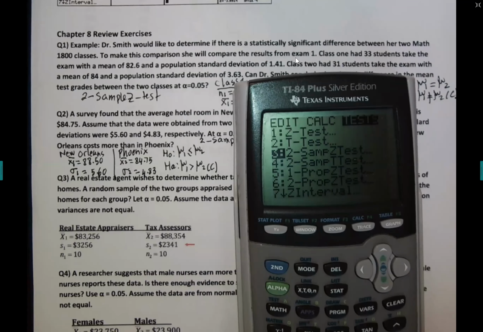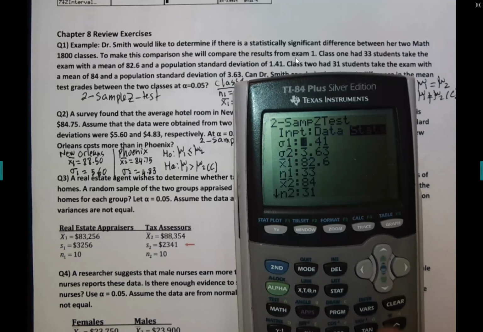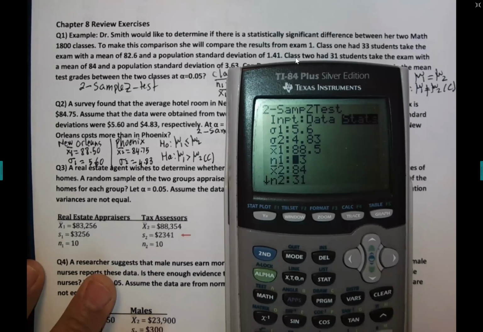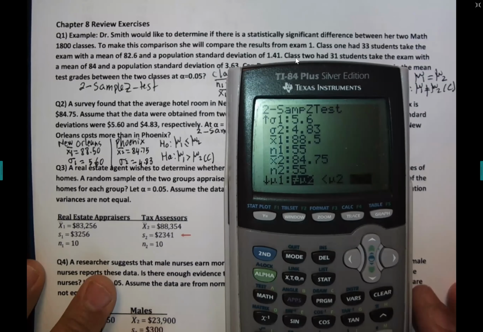Now let's enter the data. Sigma 1, which is 560. Sigma 2, which is 4.83. X1 bar, 88.5. X2 bar is 80, size is 55. X2 bar is 84.75. And N2 is 55 again. And we are testing that mu1 is bigger than mu2. And hit calculate.